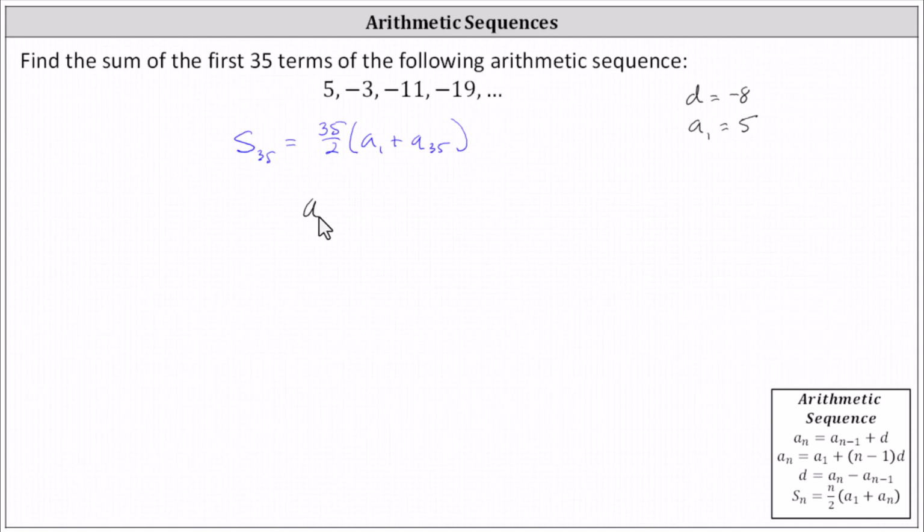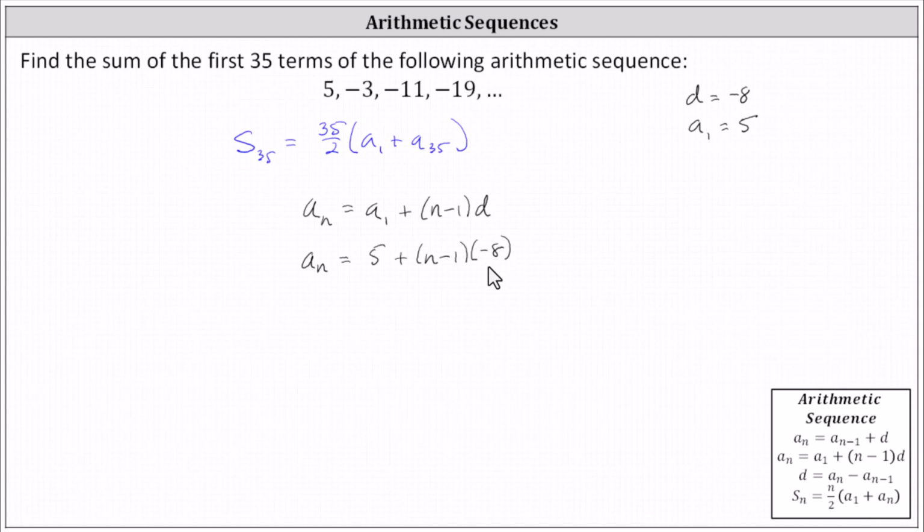So using our formula for a sub n, for any arithmetic sequence, we have a sub n equals a sub 1, which is 5, plus the quantity n minus 1 times the common difference d, which we know is negative 8. We can leave the formula in this form, or we can simplify.